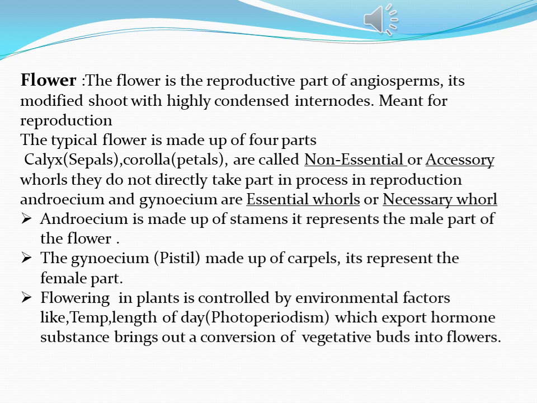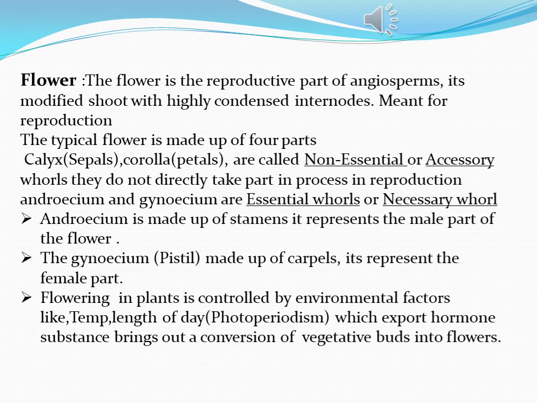So, flowering in plants. We know the parts of the flowers. Now we'll focus on when the flowers will bloom. The flowering in plants is controlled by environmental factors like temperature and length of day. That is what we call photoperiodism. This photoperiodism we will discuss in the first year chapter.